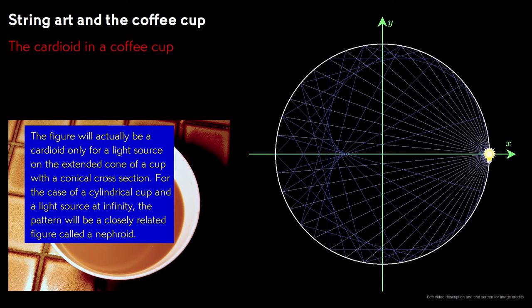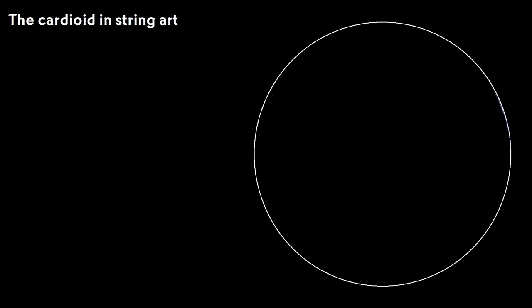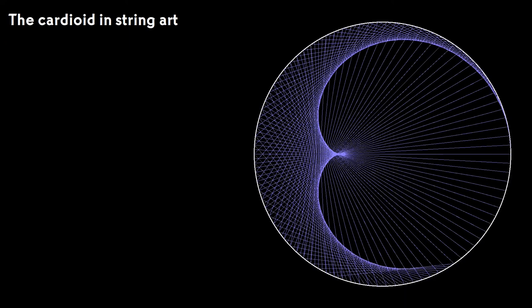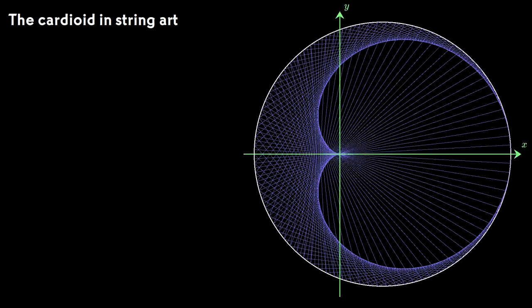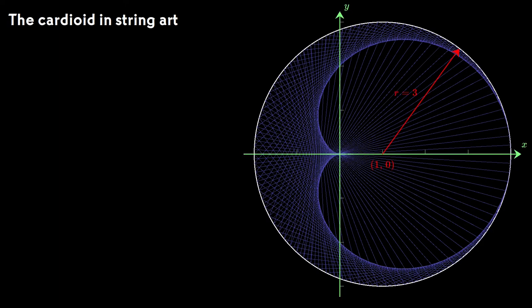So let's return to the string art now and prove that we're looking at a cardioid. Because the circle that holds the strings looks like the incircle of a cardioid, whose diameter is 3/2 the diameter of the cardioid, I'm going to guess that's the case. I'll draw axes with the origin on what appears to be the cusp, and I'll give the circle a radius of 3 units centered on the coordinates 1, 0.